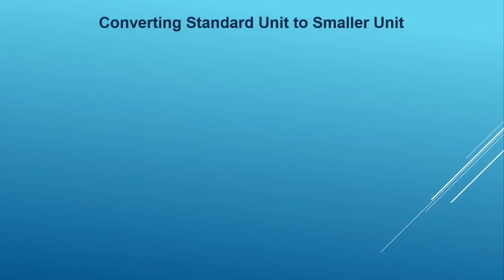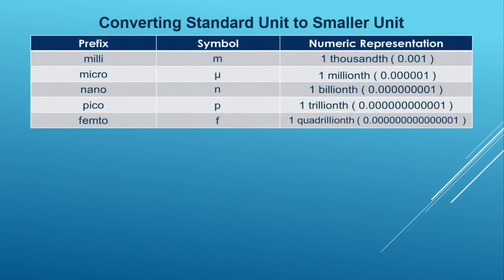Now let us proceed to converting standard unit to smaller unit. So we have here the table. So suppose we need to convert 2 amperes to microamperes. So first you're going to write the value, and then in converting standard unit to a smaller unit, you're going to divide the value by the numeric representation of the prefix.